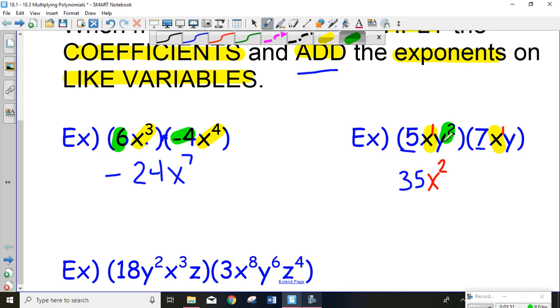And then last I have my y's that we have to deal with. In this case, there's y squared, but there's an understood 1 on this second y. So when I add those together, 2 plus 1 gives me y to the 3rd, and there's my answer.